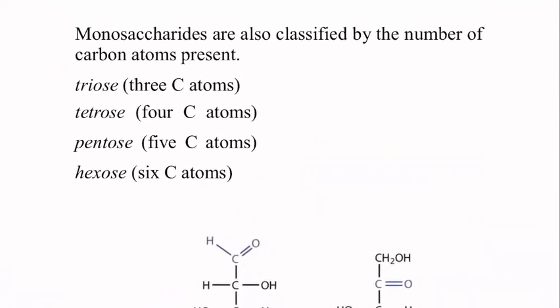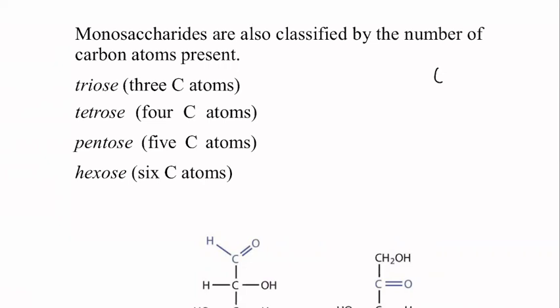When it comes to the number of carbons, we also have words to identify them. As I mentioned, monosaccharides have anywhere from 3 to 8 carbons in length. If your monosaccharide has 3 carbons, that is known as a triose. If it has 4 carbon atoms, that's a tetrose. If it has 5 carbon atoms, that is a pentose. If it has 6 carbon atoms, that is a hexose. Now, remember, from 5 carbon atoms on, we always use prefixes.